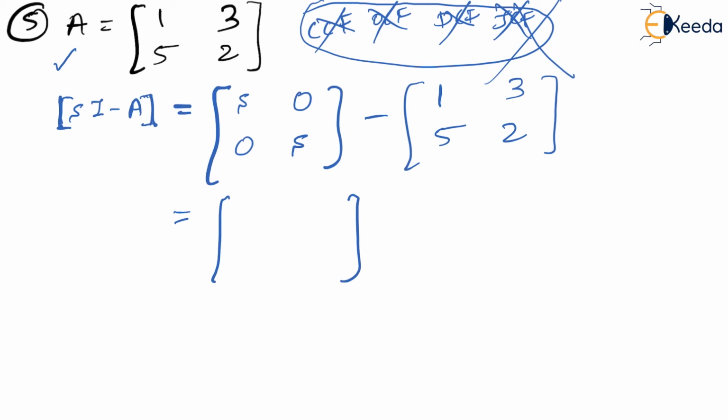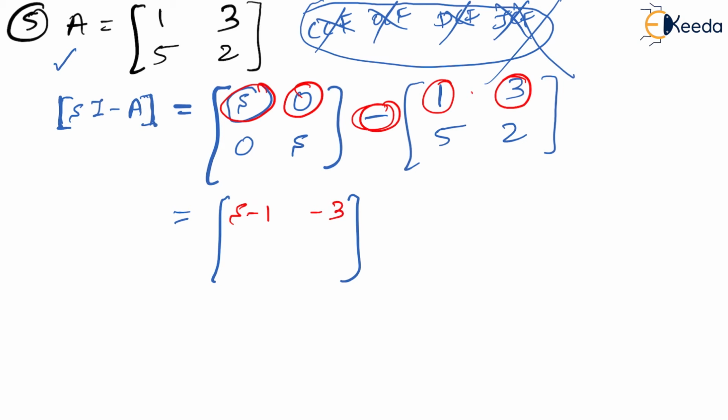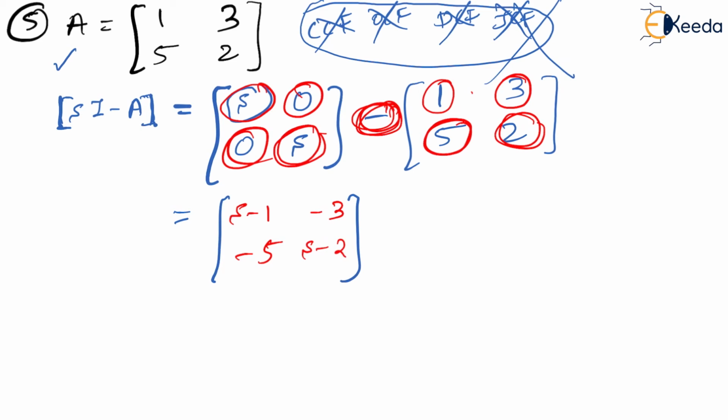Let me take the matrix first. What is the sI minus A matrix? Yes, this s minus 1 is going to be s minus 1. Then this 0 minus 3 is going to be minus 3. Then this 0 minus 5 is going to be minus 5. And yes, this s minus 2 is going to be s minus 2. It is very simple, right?